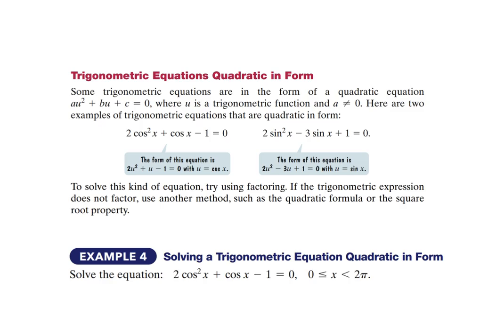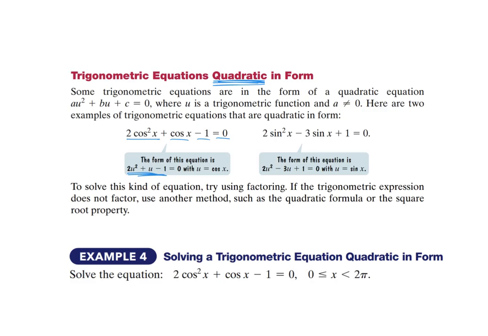So trigonometric equations, quadratic in form. So now that we've solved a couple of trig equations, now we're going to throw in a quadratic trigonometric equation. So let's take a look at these. Here we have 2 cosine squared of x plus cosine of x minus 1 equals 0. This is a form of the quadratic.